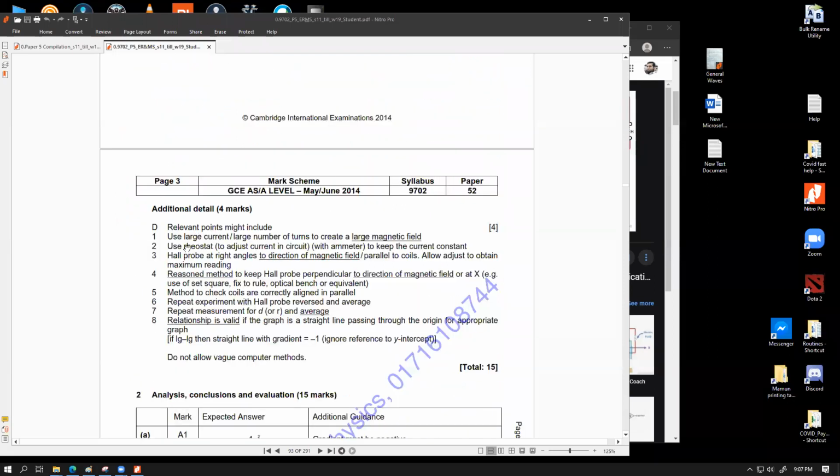Have a look at the additional detail. Use large current and large number of turns to create a large magnetic field. I did not say that. Use a resistor to adjust the current in the ammeter to keep the current constant.